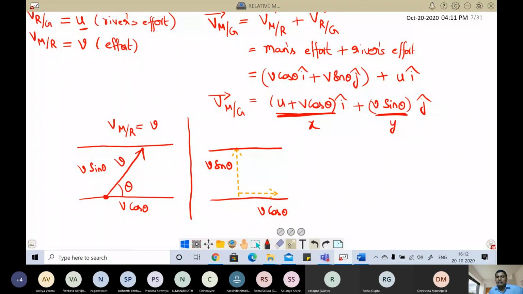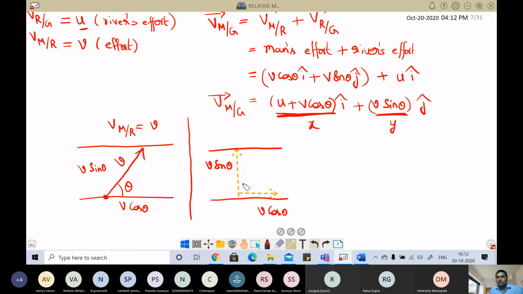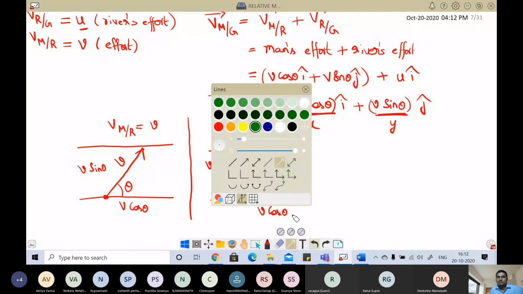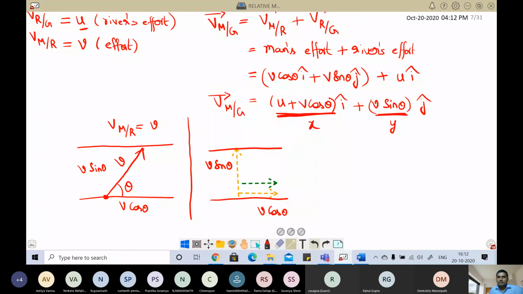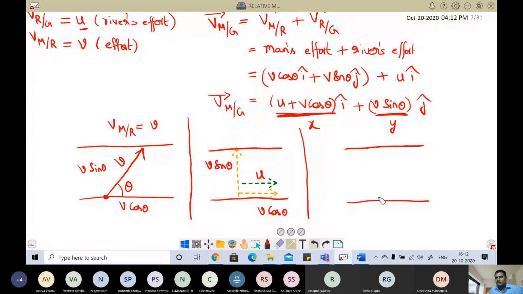Now here we'll also add river velocity. Suppose I add river velocity like this, river velocity is in this direction, so I'll write this as u. Then in the next diagram we will combine and draw the net values. I'll use green color. So this is the net velocity.